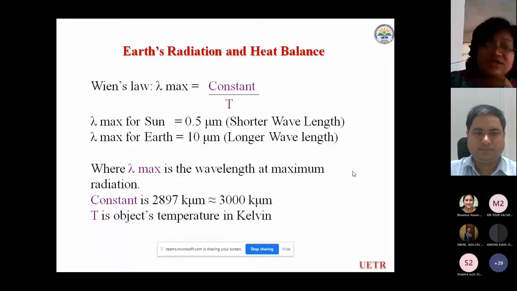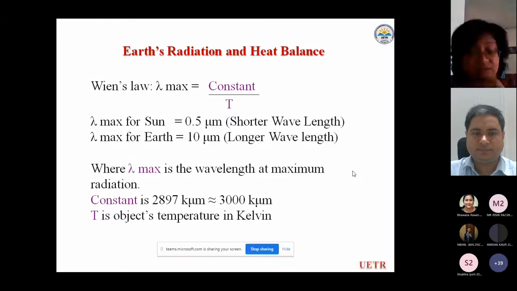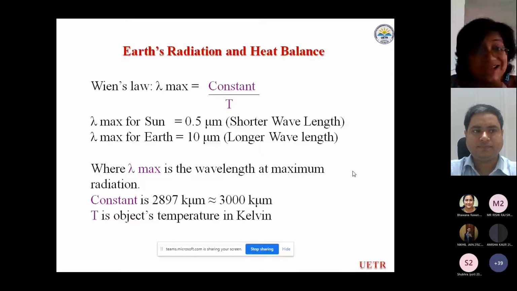What is the cause? You can see that there is Wien's law, lambda maximum. Lambda maximum denotes the wavelength at which the sun releases its maximum shorter wavelength, and the wavelength at which the earth releases its longer wavelength. For the sun it is 0.5 micrometer, and for the earth it is 10 micrometer. The sun has a very, very high temperature, so it has the shorter wavelength. But compared to the sun, the earth is not so hot. It is cool compared to the sun, so it releases its radiation in the form of longer wavelength, that is 10 micrometer.